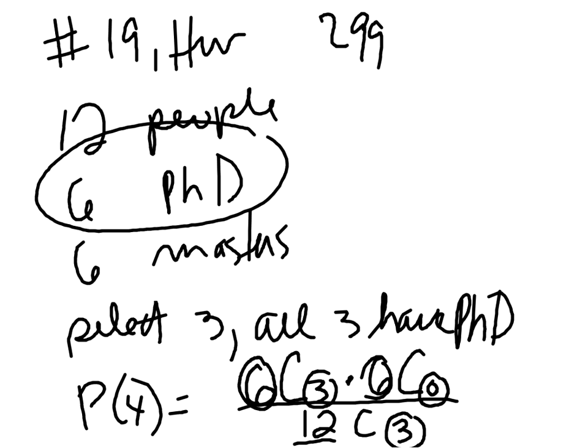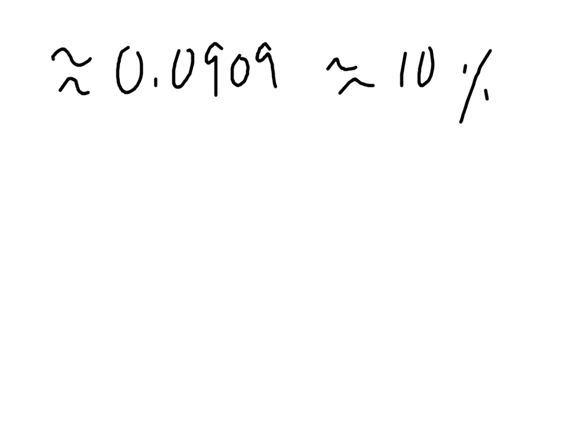So this would just break down, because 6 combination 0 is 1, to 6 combination 3 over 12 combination 3. And the solution manual tells us that comes out to be about 0.0909, or around 10% if you like. We normally leave the answers as decimals.